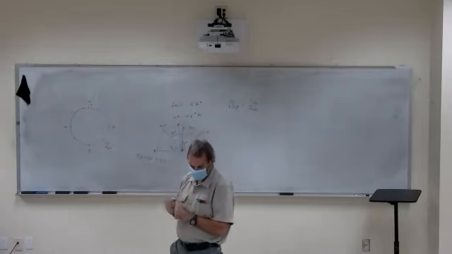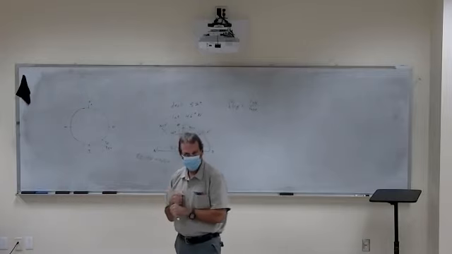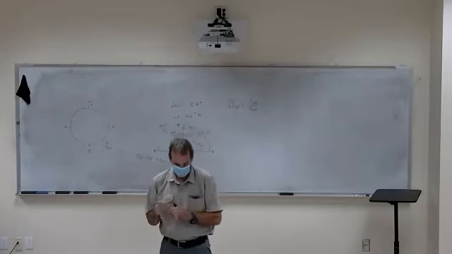Which one's brighter? A star with an absolute magnitude of 2.4 or negative 1.2? Smaller number.